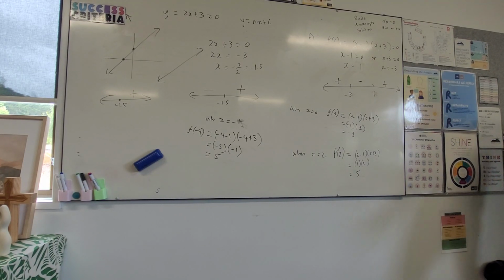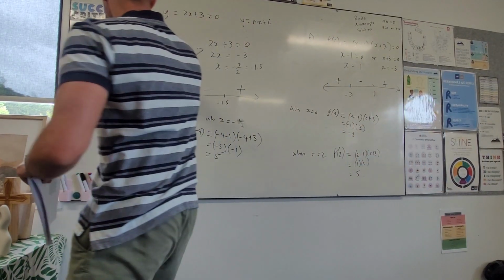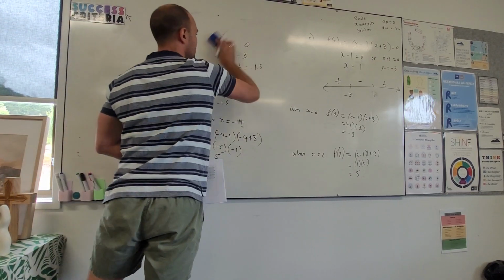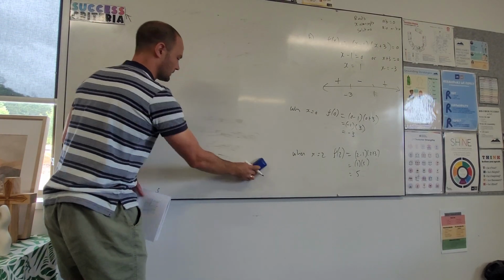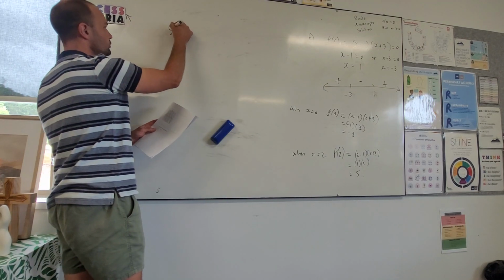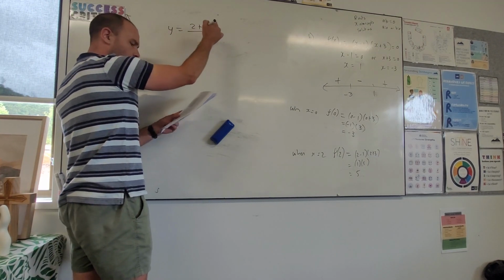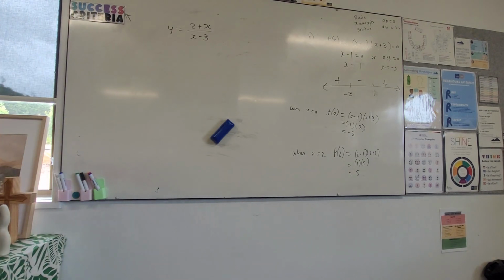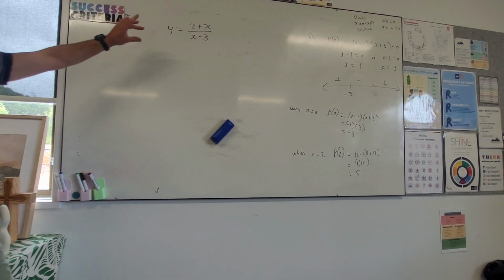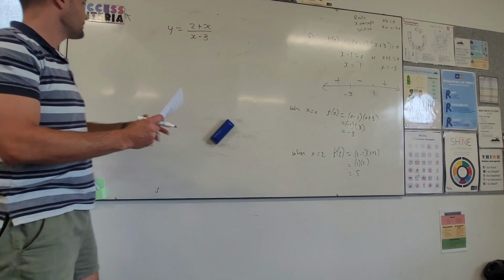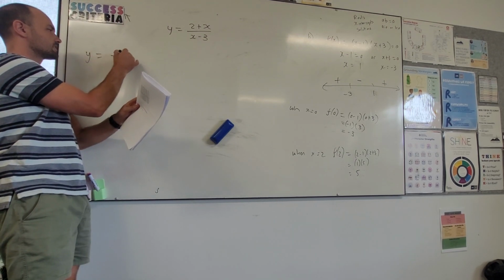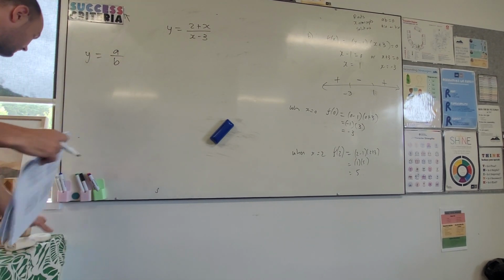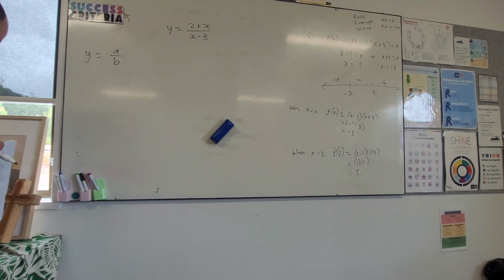Now, C. This popped up earlier. We have y equals 2 plus x divided by x take 3. I'd like us to write this down because it will pop up in the questions that we do for homework. So, 2 plus x divided by x take 3. Now, we could look at our calculator, but what we should remember is it's a function like this: a divided by b.